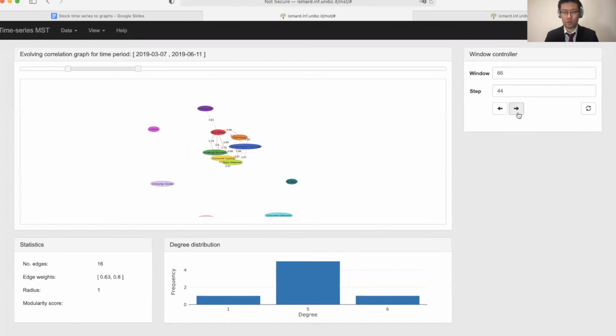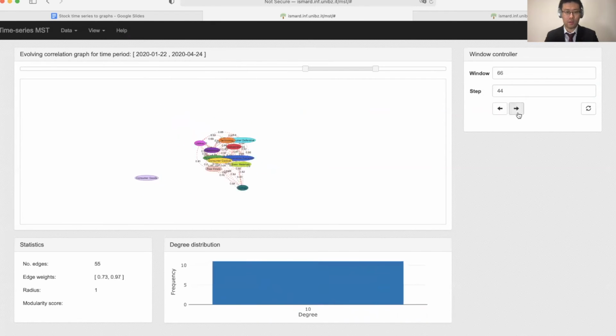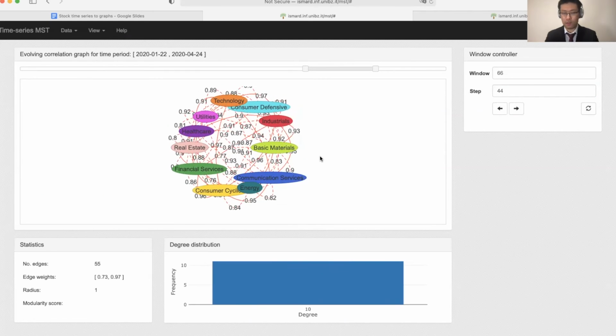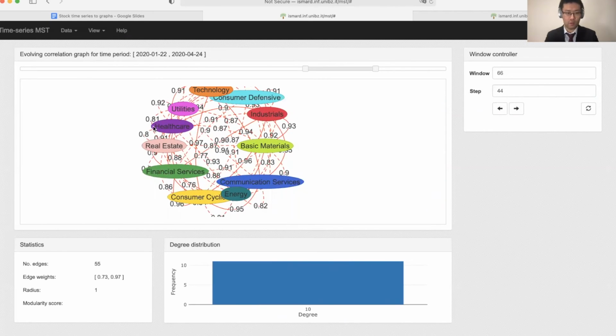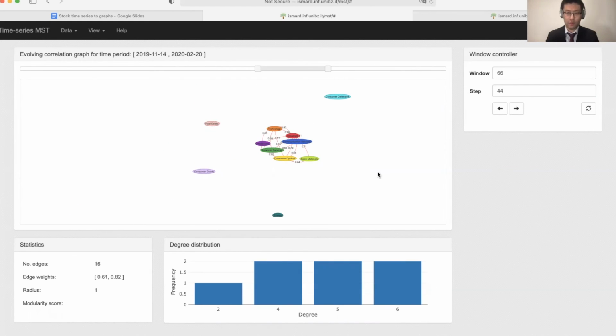Let's move to the COVID period. Interestingly, we may notice that when we enter the COVID period, these nodes connect together, and also the correlation value increased sharply. At this point, a user may ask, so the degree distribution can be used to signal market crisis. What if I use a different time window? Is there any impact for this?